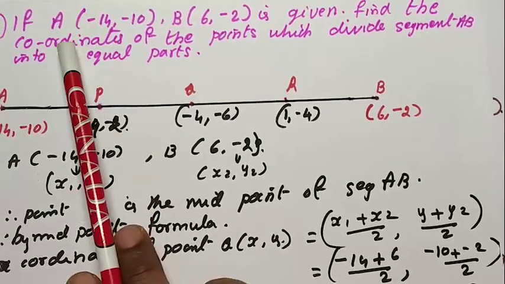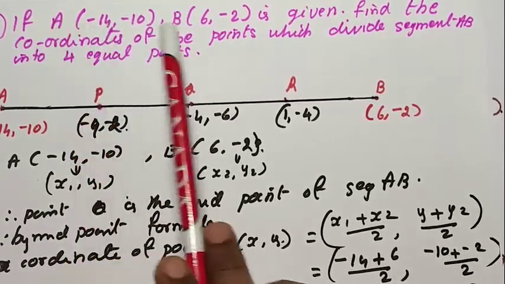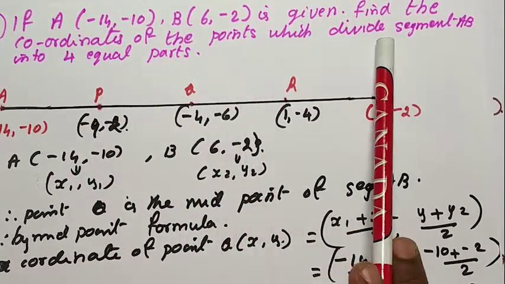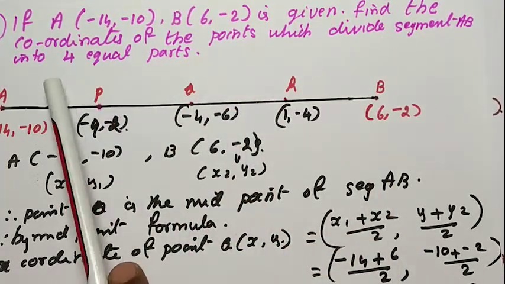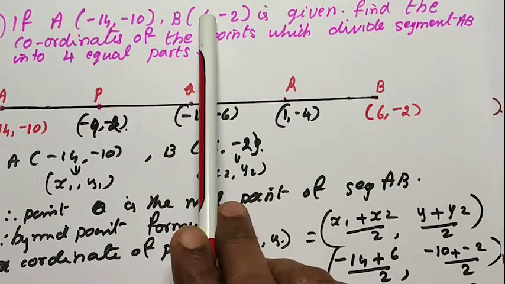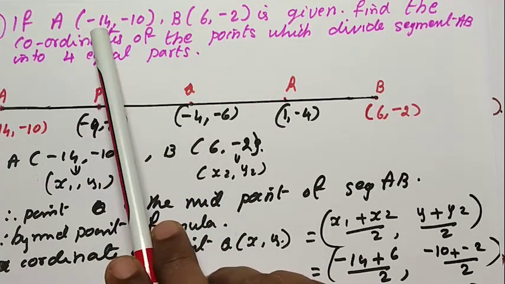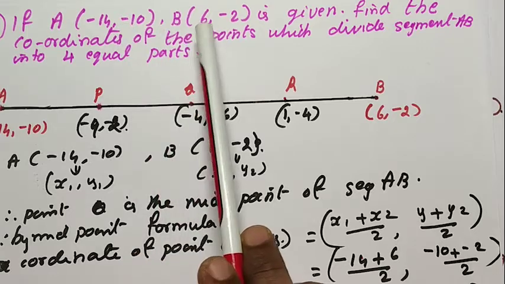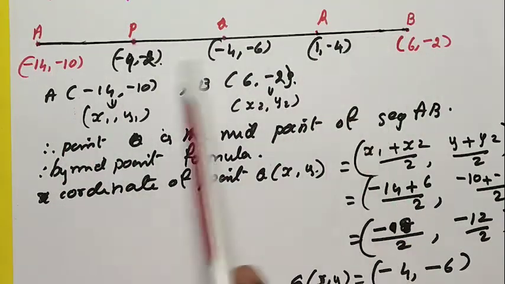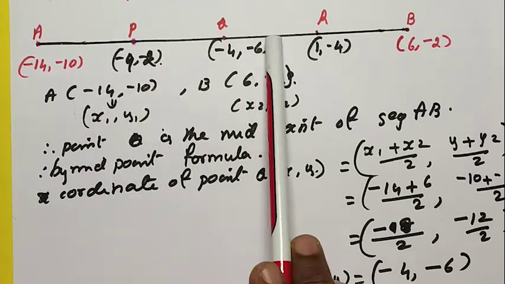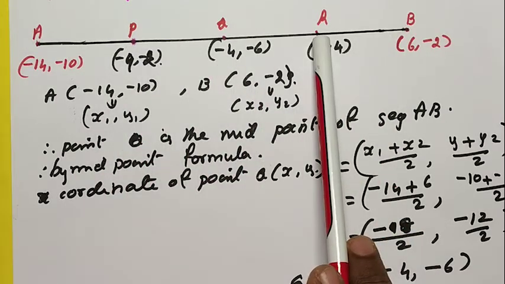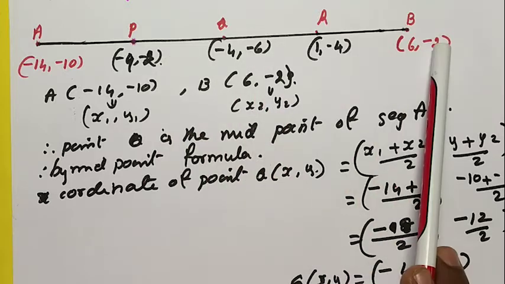Another question we can do: if the coordinates of A and B are given, find the coordinates of the points which divide segment AB into 4 equal parts. So, the coordinates of A and B are given. A is given as minus 14 and minus 10. B is given as 6 and minus 2. If you draw the figure, we get it this way. So, here we can see it is divided into 4 equal parts. P, Q and R are the points which divide this into 4 equal parts.